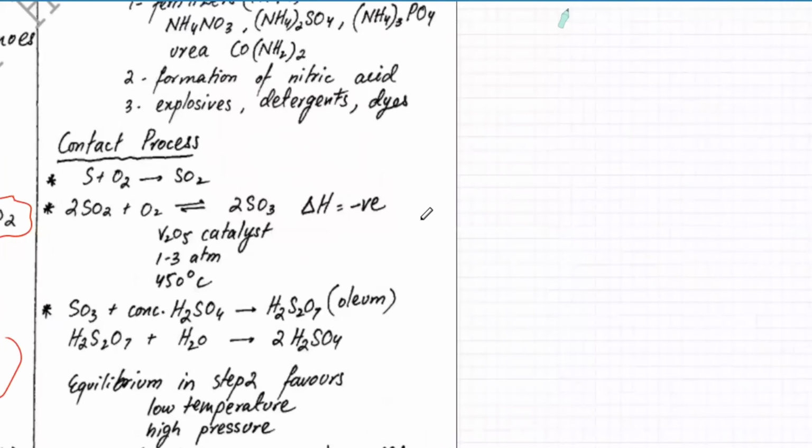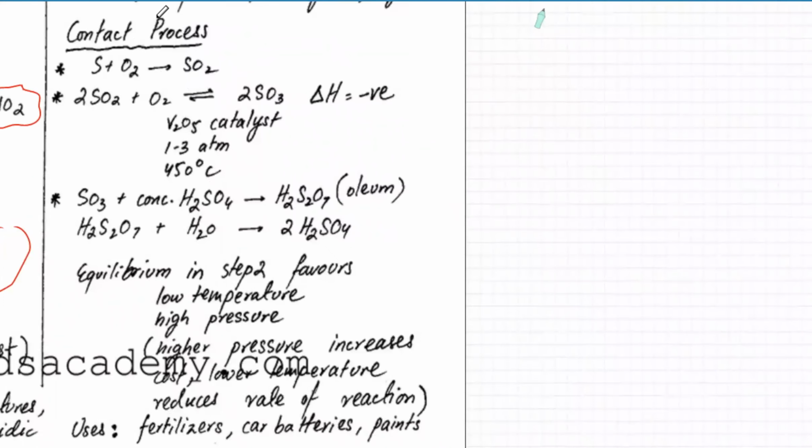Here you had the contact process, which was very similar. Sulfur reacting with oxygen produces sulfur dioxide, reacting to form sulfur trioxide, and sulfur trioxide reacting with concentrated sulfuric acid to form oleum, which is then diluted to form sulfuric acid.